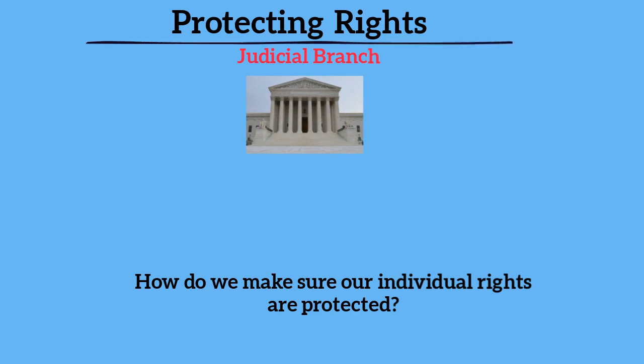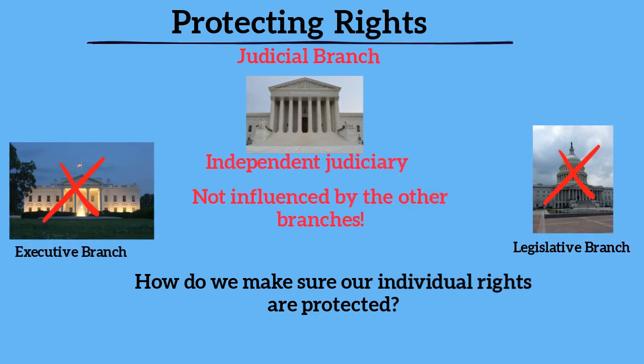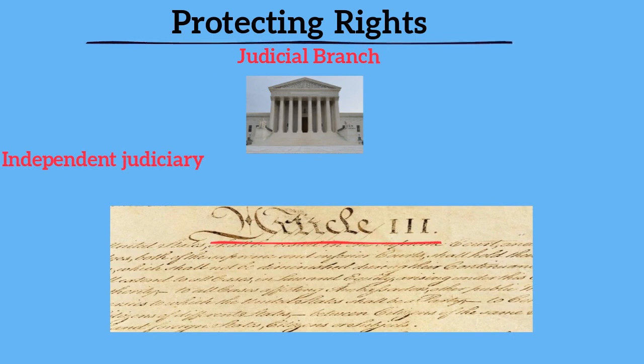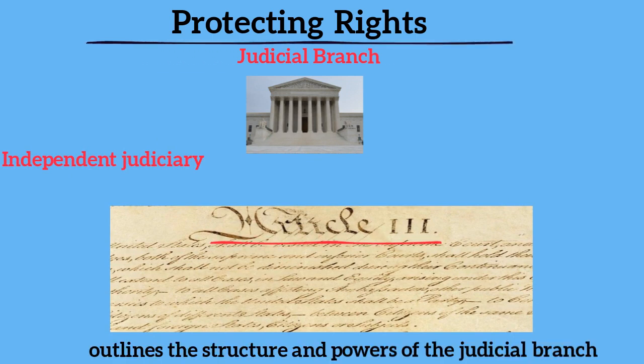The judicial branch of government plays a huge role in how the government protects individual rights. The writers of the Constitution created an independent judiciary so that the judicial branch will be able to make decisions that were not influenced by the executive or legislative branches. Article 3 of the U.S. Constitution outlines the structure and powers of the judicial branch.